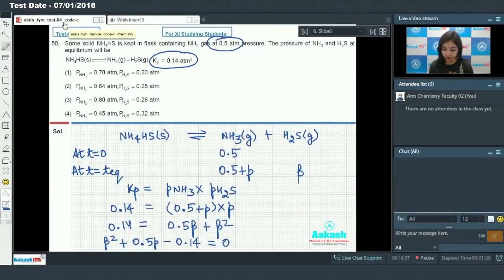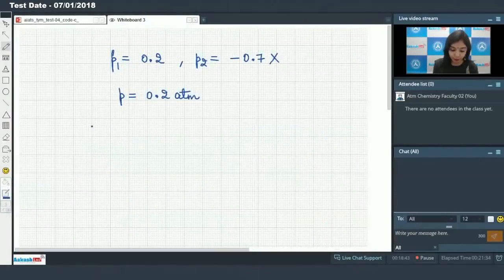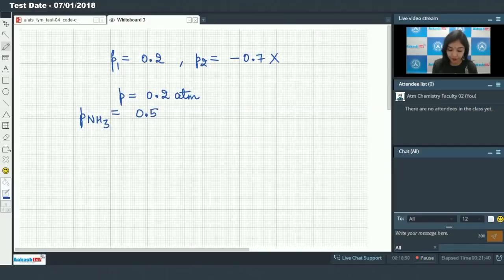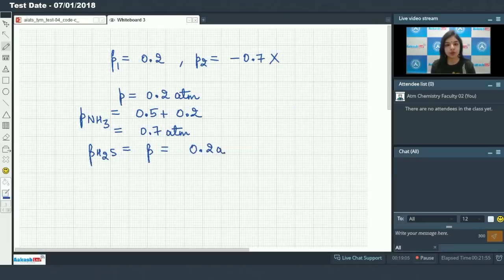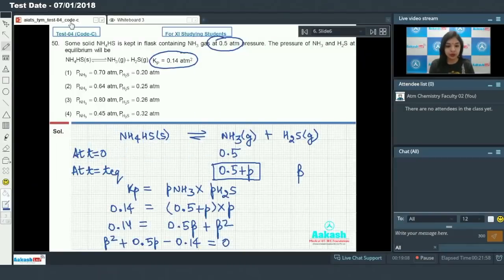Fine. So now the partial pressure of NH3 is 0.5 plus P, which is equal to 0.5 plus 0.2. The partial pressure of NH3 at equilibrium will be equal to 0.5 plus 0.2, which is equal to 0.7 atmosphere, and partial pressure of H2S, which is equal to P. So, uski value kitni ho jayegi? 0.2 atmosphere. So, I hope this is clear to you. So, now we have the correct answer, that is option number 1. So, students, let's move on to the next one.